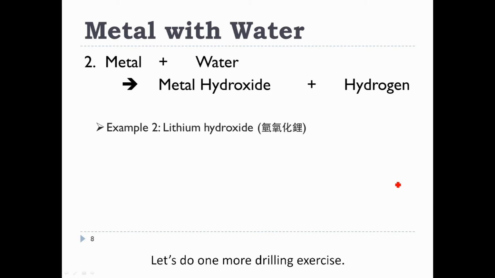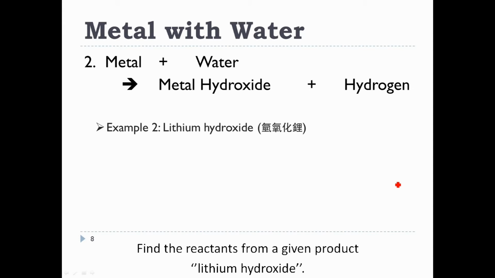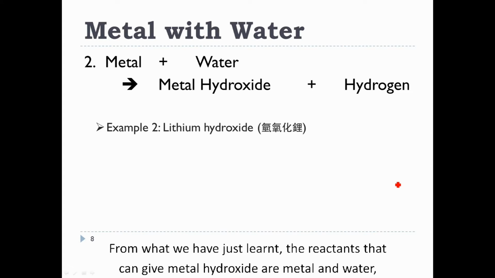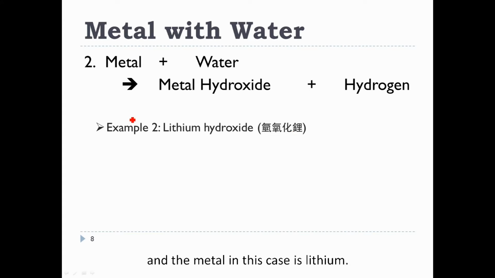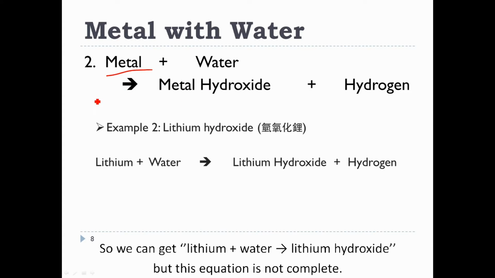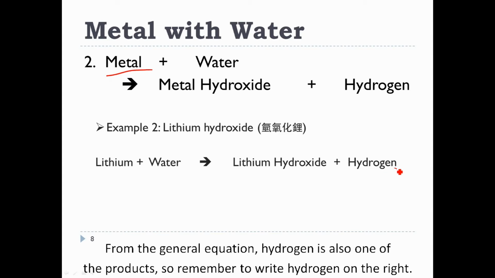Let's do one more drilling exercise. Find the reactants from a given product, lithium hydroxide. From what we have just learnt, the reactants that can give metal hydroxide are metal and water, and the metal in this case is lithium. So we can get lithium plus water give lithium hydroxide, but this equation is not complete. From the general equation, hydrogen is also one of the products, so remember to write hydrogen on the right.